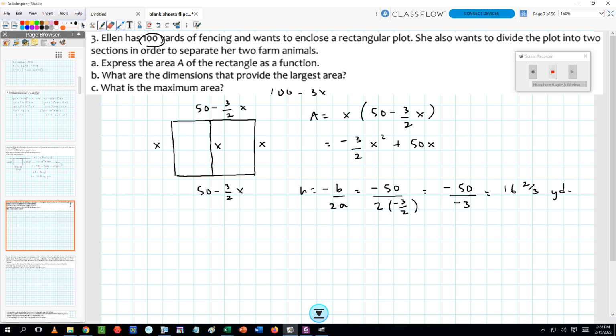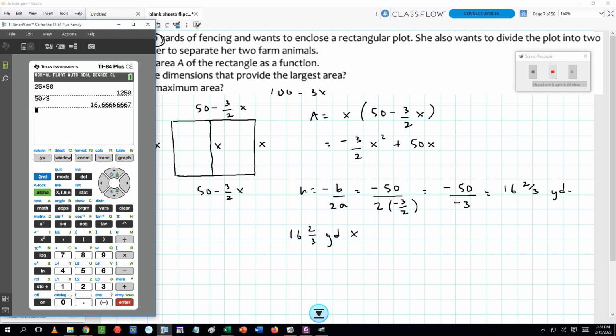The best dimensions will be 16 2/3 yards by, and I'll plug that into this 50 minus 3 divided by 2, replace the x. I'm going to use my answer button, and I get 25.